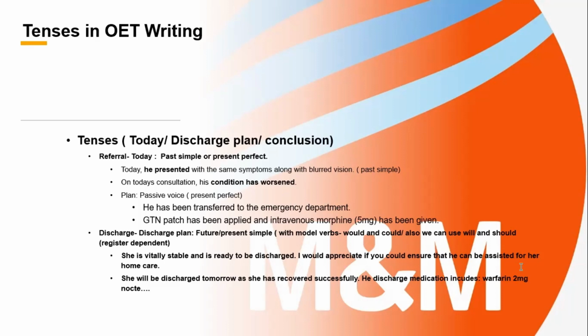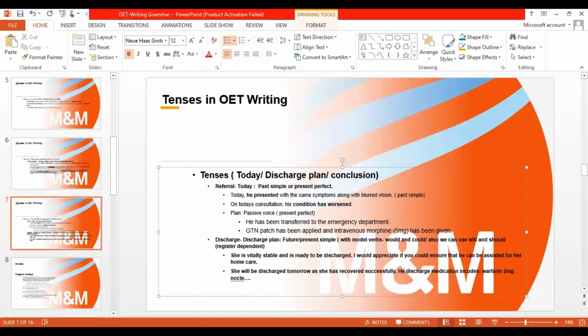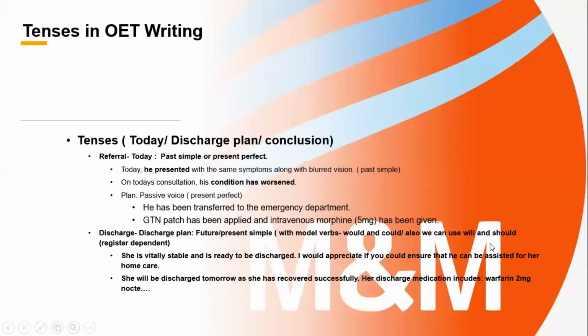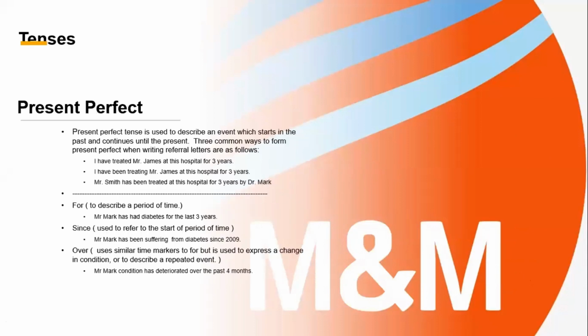You can say his discharge medication or her discharge medication. Sorry, it's a typo mistake again. Her discharge medication includes, no, these have some discharge medication over here. So these are a few examples that have been done for you, so that you can better understand the rules and regulations of tenses.